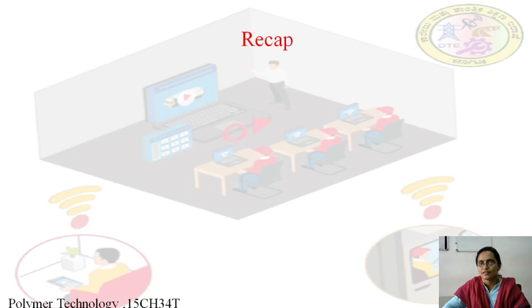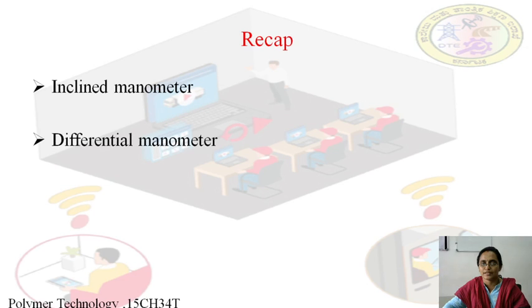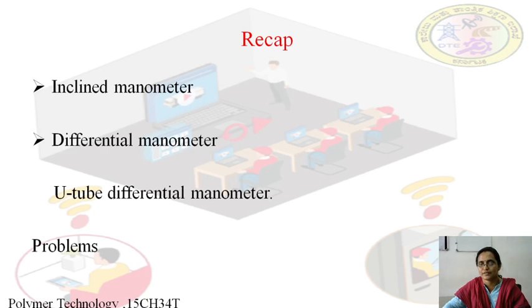Now, recap of session 2. We dealt with inclined manometer, differential manometer, U-tube differential manometer, and problems in the previous session. In inclined manometer, the manometer has a vertical leg and another leg, the right limb of the manometer, is inclined at an angle of 5 to 10 degrees with the horizontal. We can measure very low pressure differences in inclined manometer.